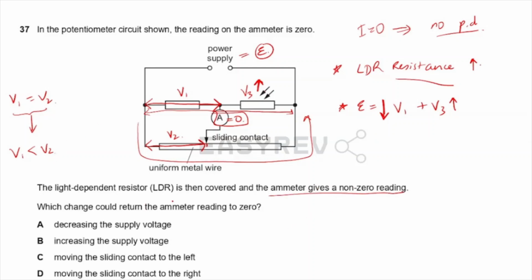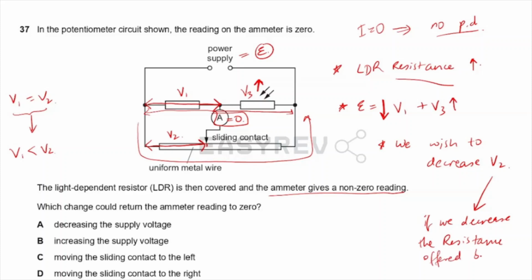So if I want to bring the current reading back to 0, I wish to decrease V2. I repeat, we wish to decrease V2. The one way we can decrease V2 is if we decrease the resistance offered by the uniform metal wire, or specifically offered by the specific section of the wire, the one that I'm coloring right now. It's this we're including because it's the only one that's bounded by the sliding contact. We don't have to look at the point beyond the sliding contact. We're only looking at common points that are shared.